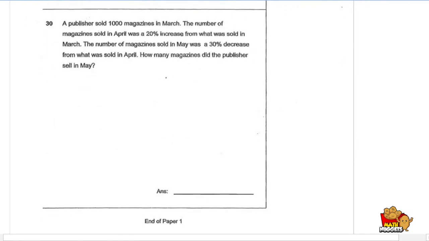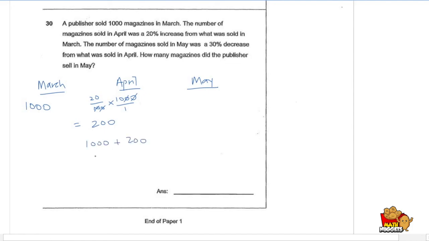Question 30. We have March, April, and May. Let's just do it systematically. Write down every month. So we know that March started with 1,000. So in April, there was a 20% increase from what was sold in March. So let me find out the increase. 20% of March. That's 200. So in April it is 1,000 plus 200, which is 1,200.